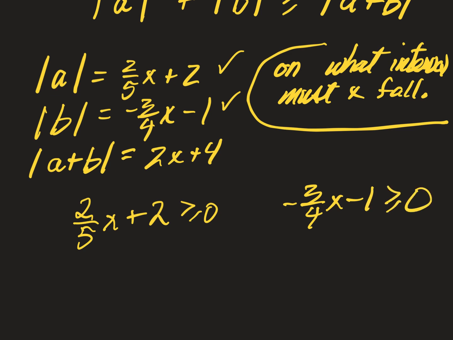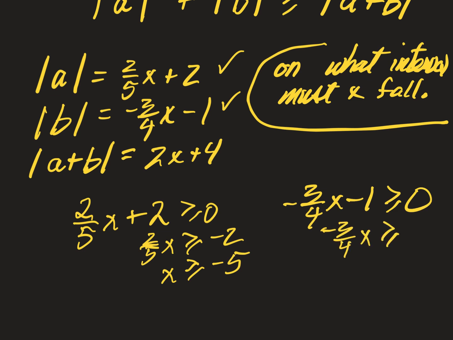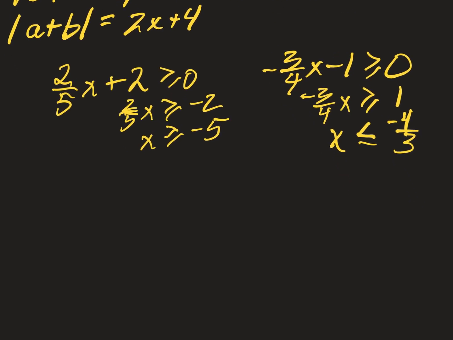And you solve them. So 2/5 x is greater than or equal to negative 2. X is greater than or equal to negative 5 when you multiply both sides by 5/2. And then you get negative 3/4 x is greater than or equal to 1. Now we multiply both sides by a negative, so the inequality changes direction, and we get x is less than or equal to negative 4/3. Okay? And so we get these two inequalities. All right? So let's go to the next part of the problem.